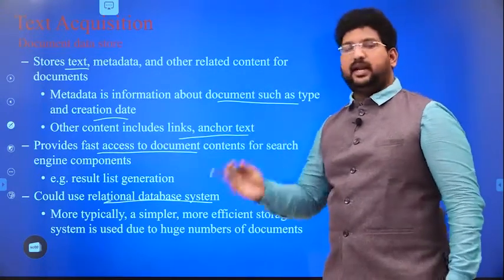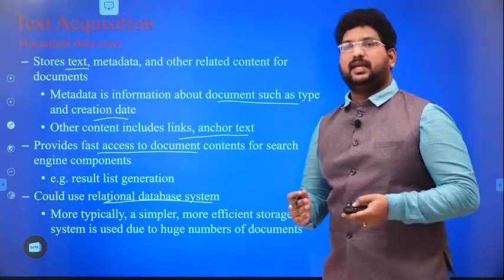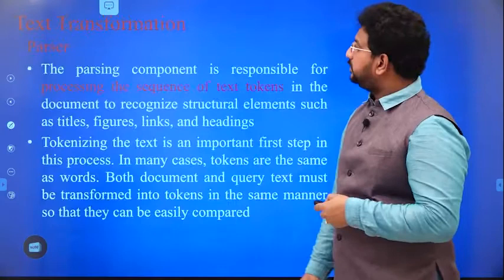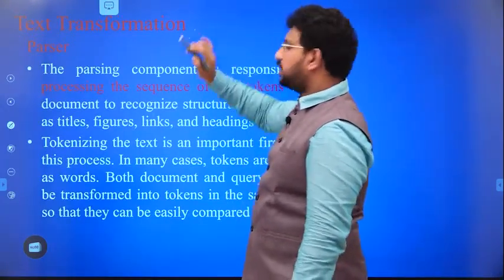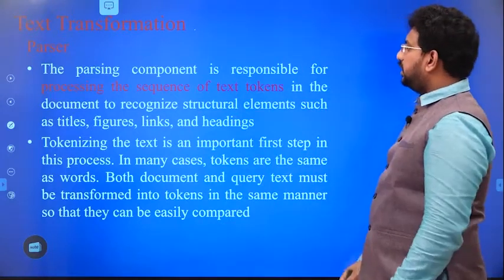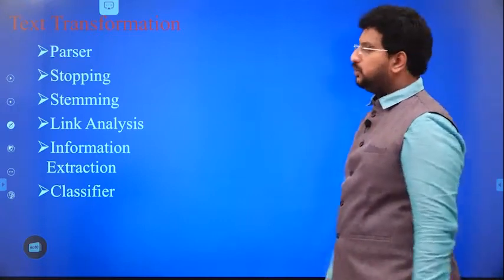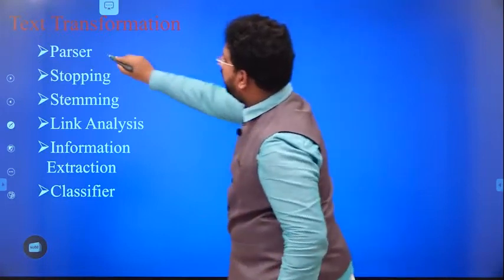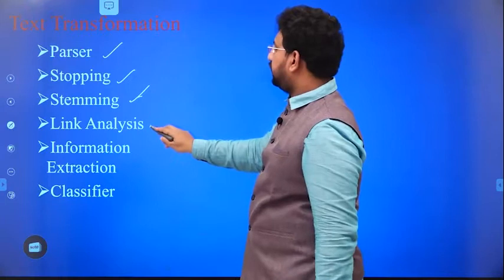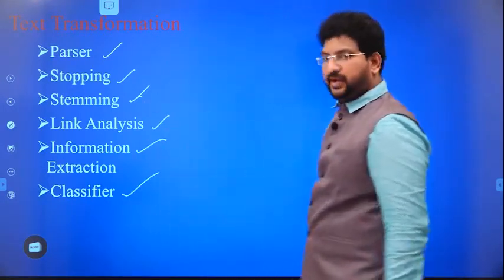It is a database consisting of a huge collection of documents that will be maintained in a compressed format. And the next component is the text transformation component. The components of text transformation are: one is the parser, the second is stopping, the third is stemming, the fourth is link analysis, information extraction, and the last one is the classifier.